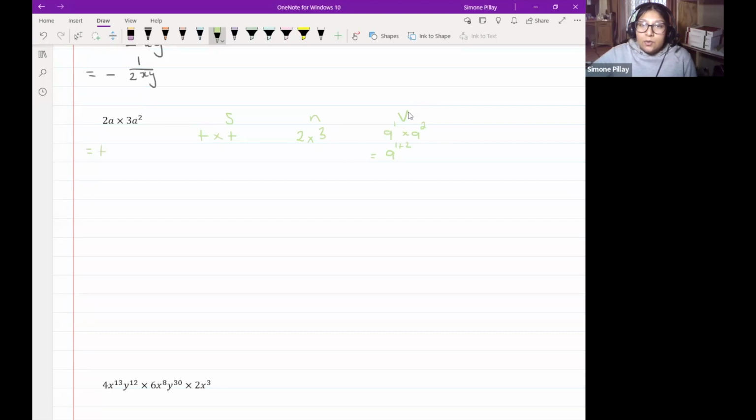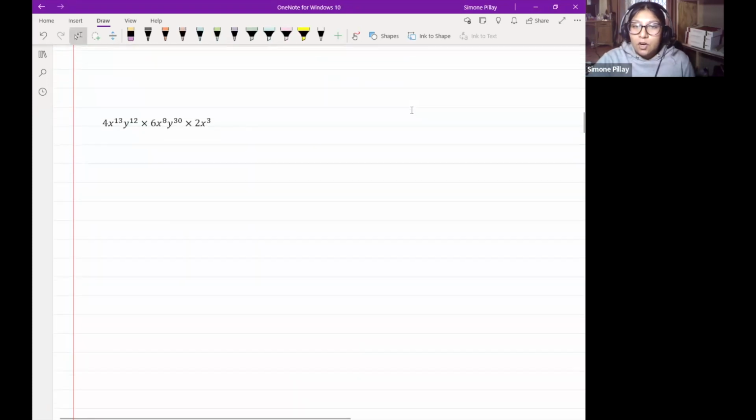And so let's write our answer. This one wasn't bad at all. 2 times 3 is 6. So my answer is going to be 6a to the power of 1 plus 2. And Thando, you have the answer beautifully. That is going to be 6a cubed. So not bad over there. Let's move on to our next little one.